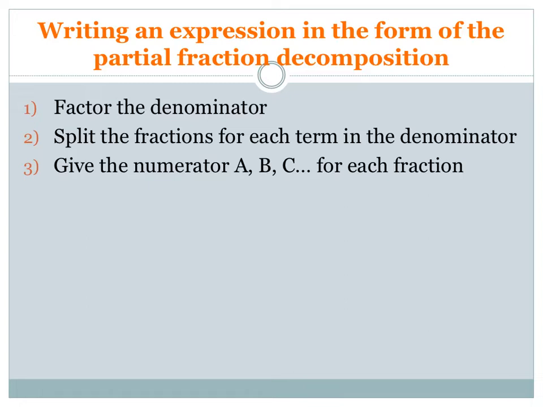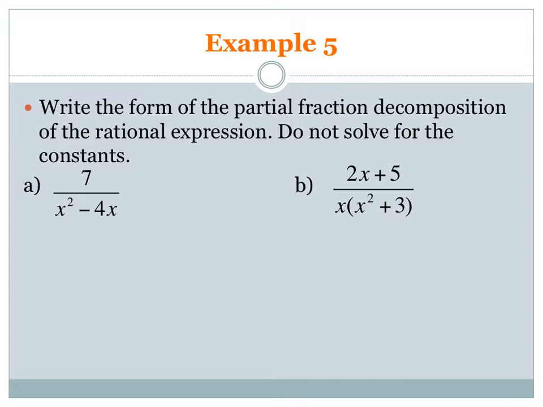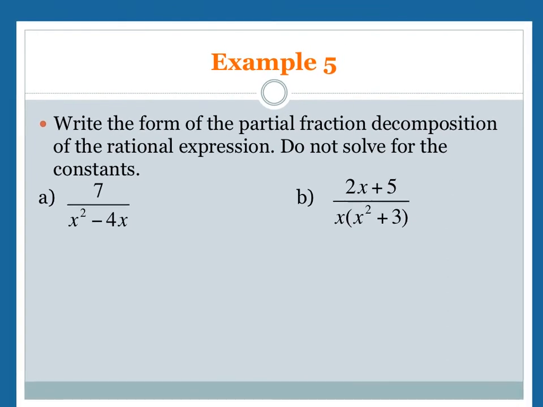And then the numerators are going to get filled in with these placeholders, which are constants. We're going to say A, then B, then C. If there were 2 terms, it'd be A and B. 3, A, B, C. 4 terms, A, B, C, D, for as many as there are. We're going to start there, and then we're going to figure out how to fill in those A, B, Cs. So this first example just says, write the form of the partial fraction decomposition of the rational expressions. Read it carefully because it saves you a lot of work. Do not solve for the constants.